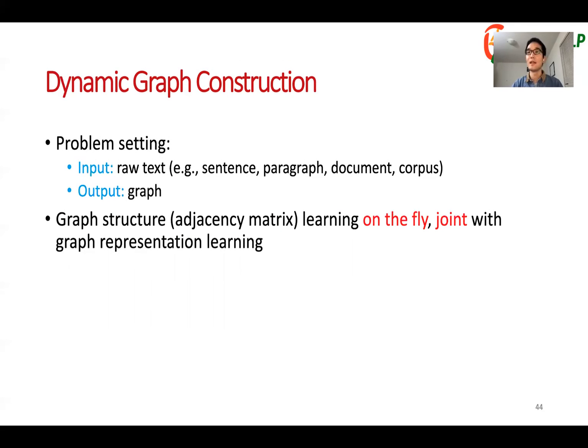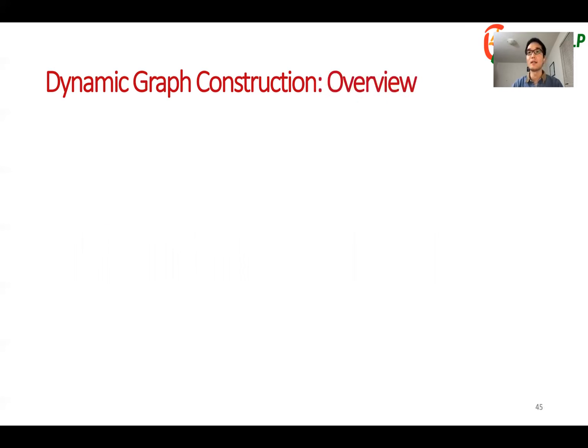Next, we will introduce dynamic graph construction, which shares the same goal with the static graph construction. Unlike static graph construction, which is performed during preprocessing, dynamic graph construction operates by jointly learning the graph structure and the graph representation on the fly. The ultimate goal is to learn to optimize the graph structures and the representations with respect to certain downstream prediction tasks. We summarize the typical dynamic graph construction pipeline as follows.